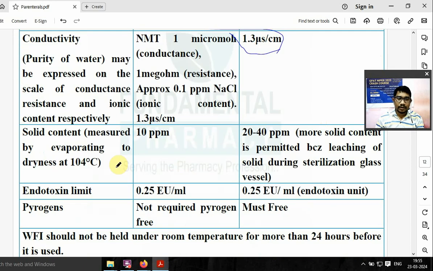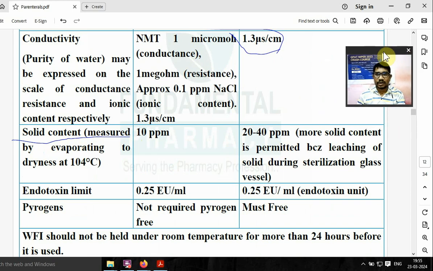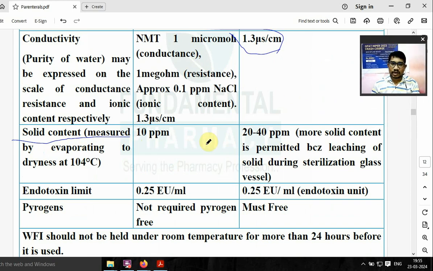ओके, नाउ सेकंड होता है सॉलिड कंटेंट. इसके ऊपर भी क्वेश्चन आ चुका है. सॉलिड कंटेंट, what is the limit of solid content in the water for injection as well as sterile water for injection? So solid content is measured by evaporating the water for injection to dryness at 104 degrees Celsius. 104 डिग्री सेल्सियस के ऊपर आपको वाटर फॉर इंजेक्शन या फिर जो भी आपका स्टेराइल वाटर फॉर इंजेक्शन वो आपको हीट करना है, evaporate to dryness, and you have to measure the.